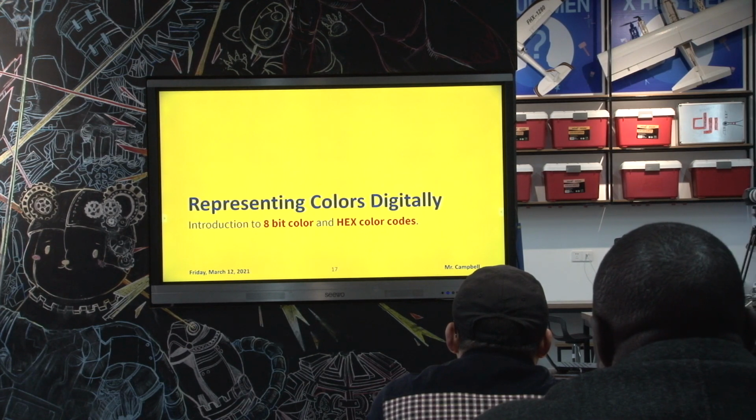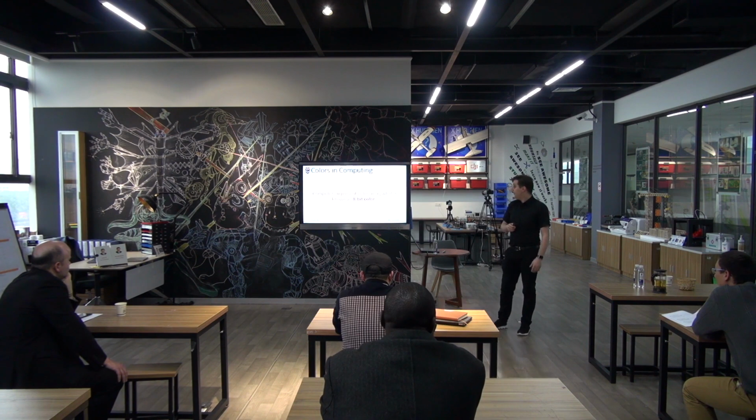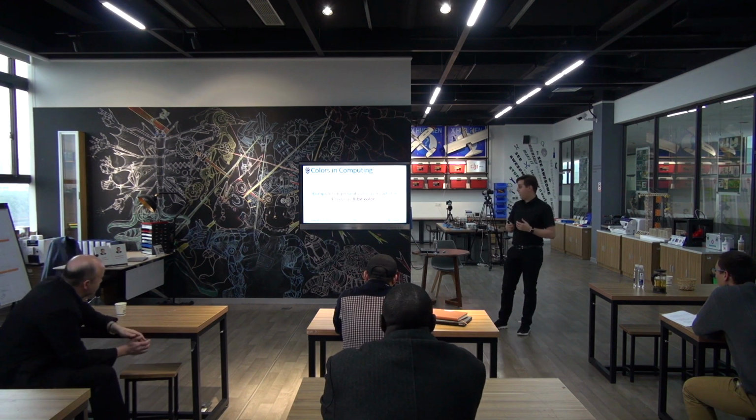And in order to do that, we use binary and hexadecimal. We use a number of codes to represent each color that we can create using the computer. Now computers represent color using what is known as 8-bit color.